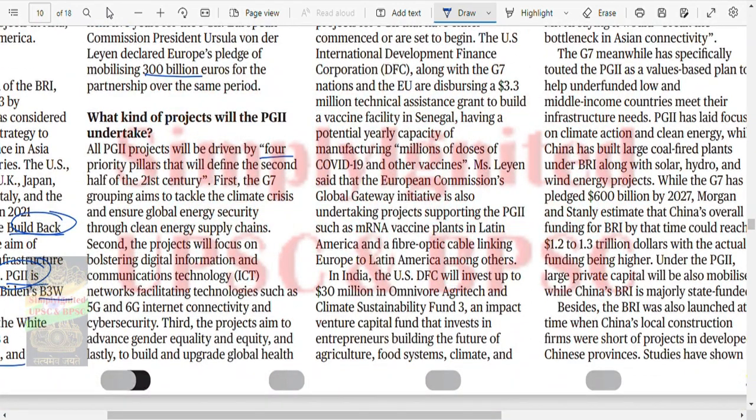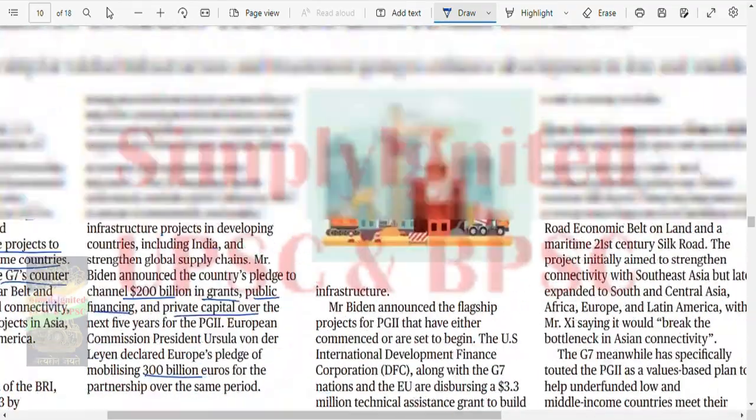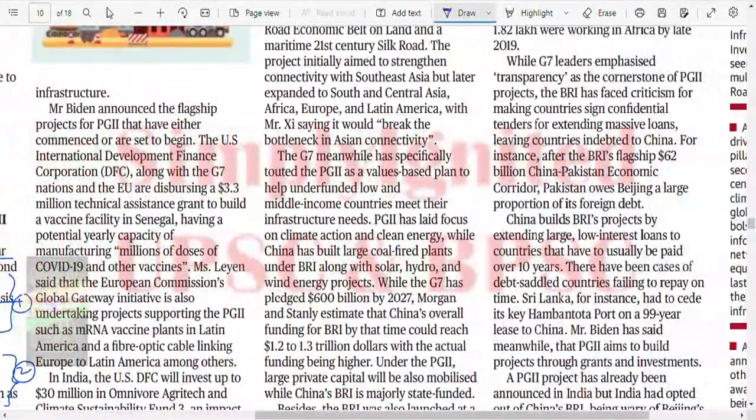4 priority pillars that will define the second half of the 21st century. Climate crisis and global energy security through clean energy and supply chains. So this is first. Second, projects will focus on bolstering digital ICT networks, facilitating technologies such as 5G, 6G, internet connectivity and cyber security. Third, advancing gender equality and equity. And lastly, to build and upgrade global health infrastructure. This is fourth.